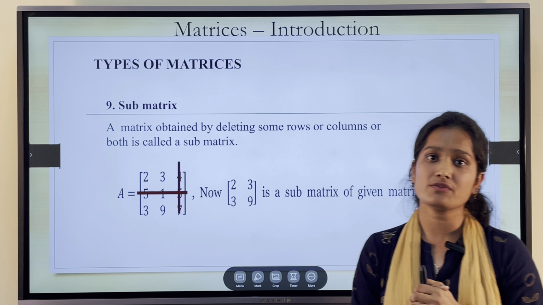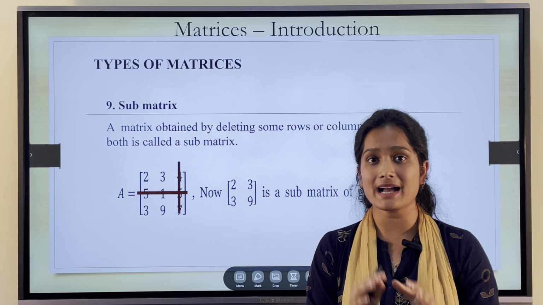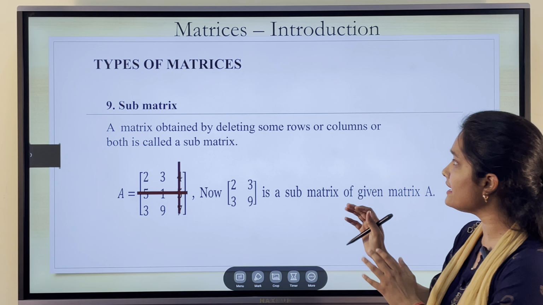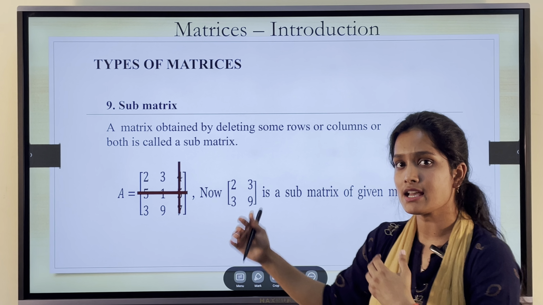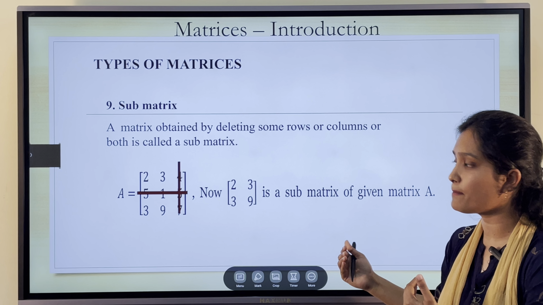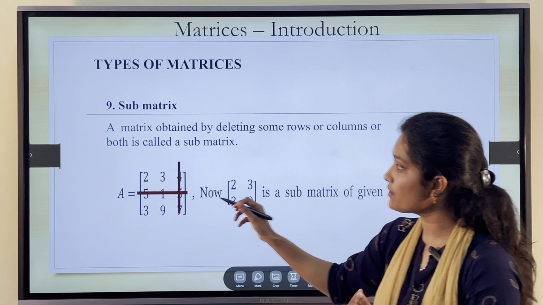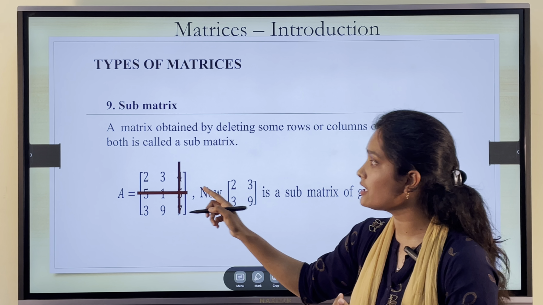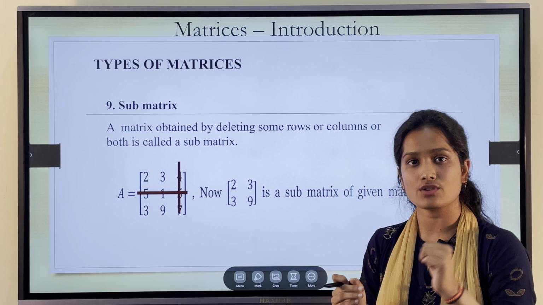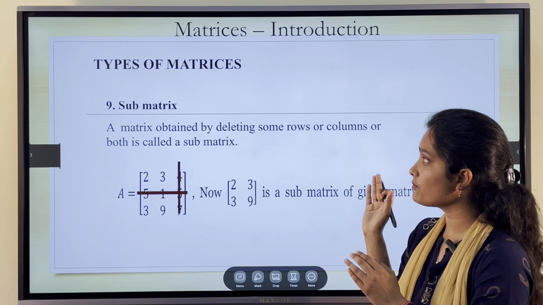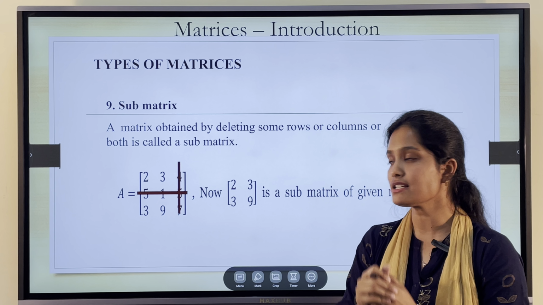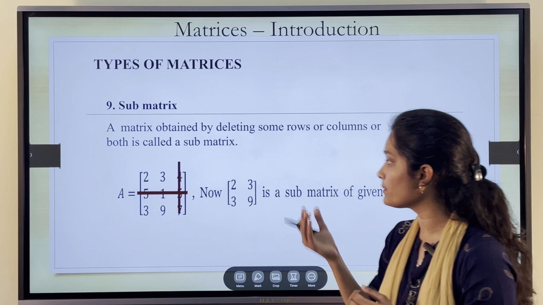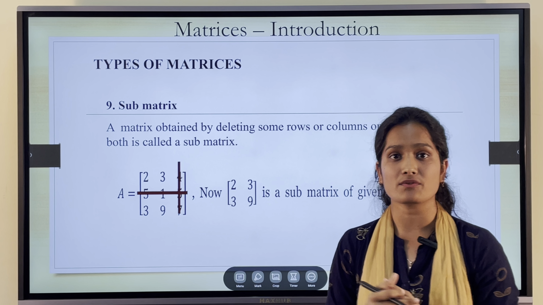Then the last type of matrix is the submatrix. A matrix that we obtain by deleting some rows or columns from a particular matrix is characterized as a submatrix. For example, if we have a matrix A with the 3 by 3 order, that is 3 rows and 3 columns, and we delete the third column and the second row from this matrix, then the matrix so obtained is said to be a submatrix of the matrix A.